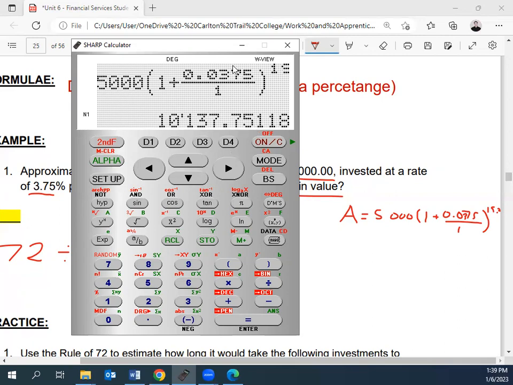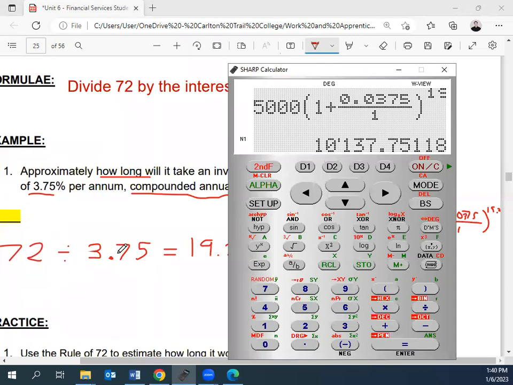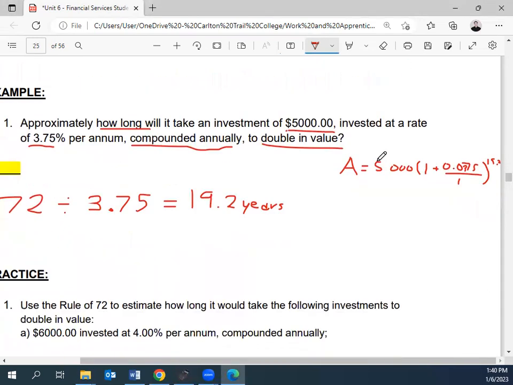So where 72 is kind of in here: it's this 19.2 up here, which we got by taking 72 and dividing it by the interest rate. So it was to the power of 1 because it's compounded once per year, times 19.2 years. So there's a 19.2 up there. Does that make sense? And that's it. Literally, that's all we're doing.